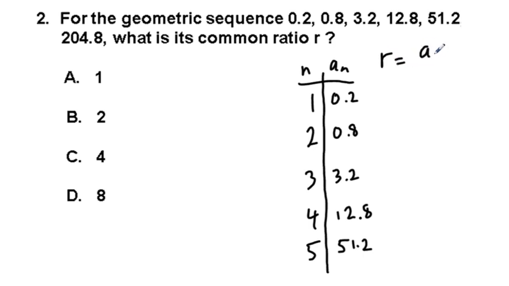So if we take any of these terms, our common ratio can be found by taking a term, a sub n, and dividing that by its preceding term, a sub n minus 1. So you take any 2 successive terms. I'm just going to use these 2 to make the arithmetic a little bit easier. So we take 12.8 by 3.2.